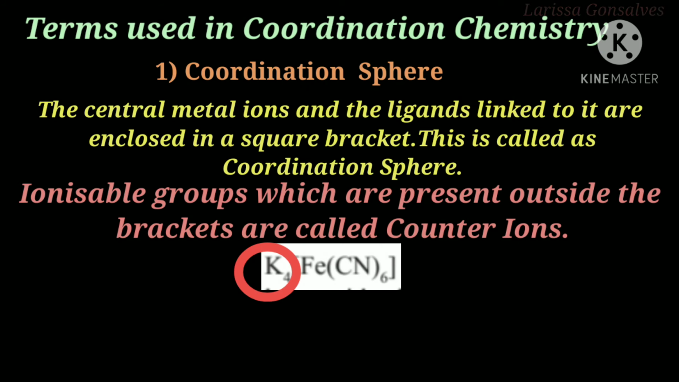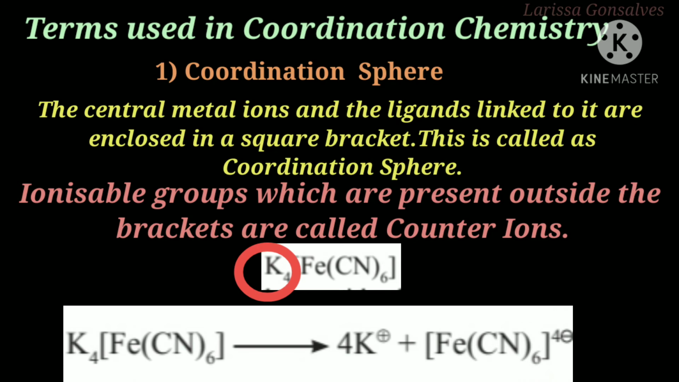For example, the compound K4[Fe(CN)6]. In this, the K+ ions are outside the bracket and hence they are counter ions. The ionization of the compound takes place as follows.